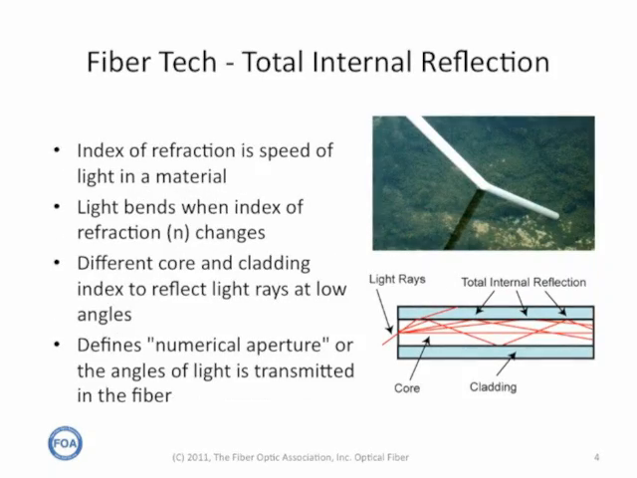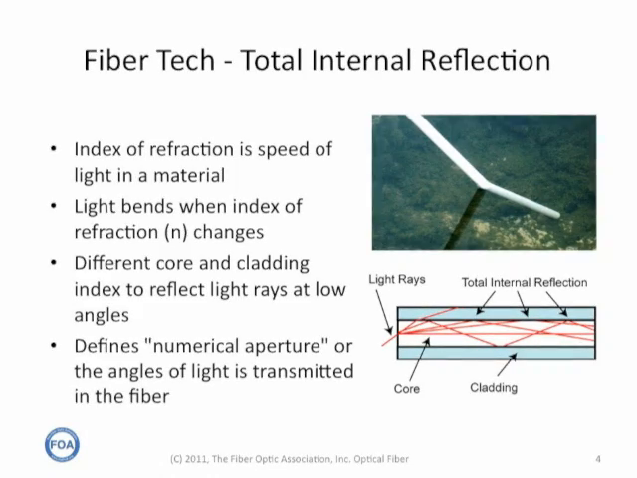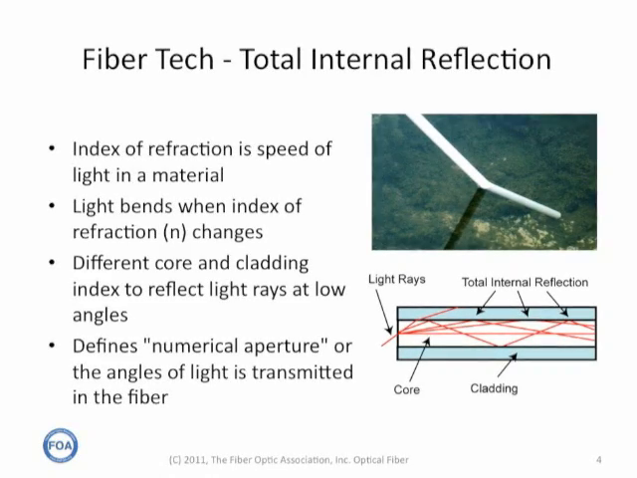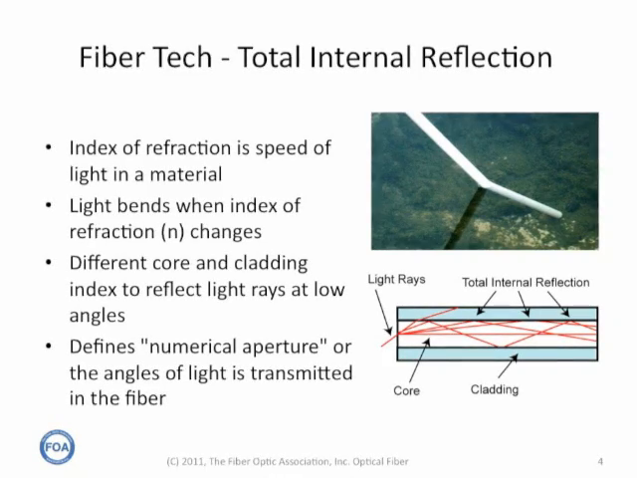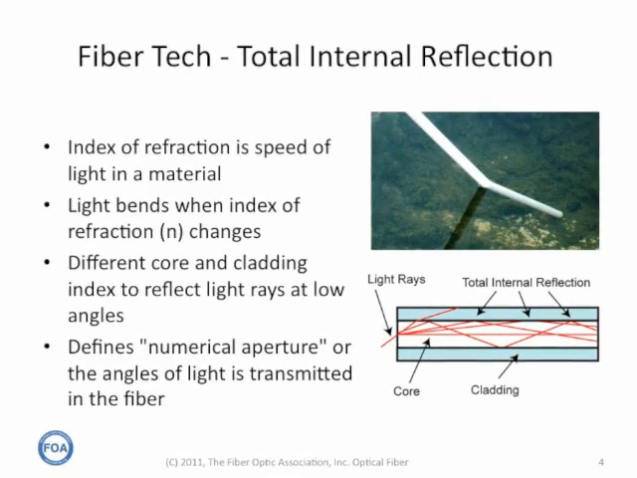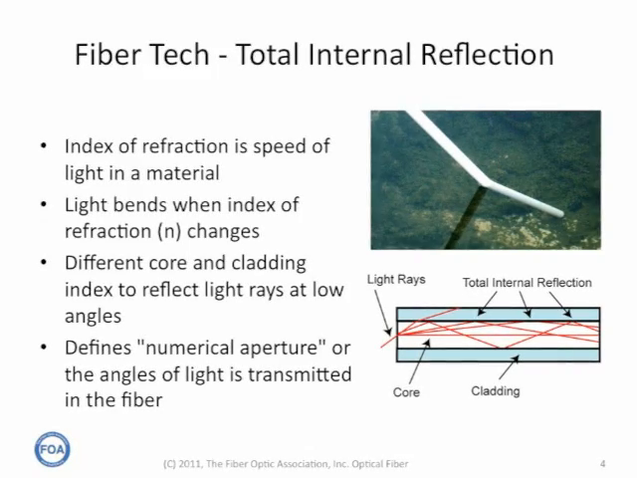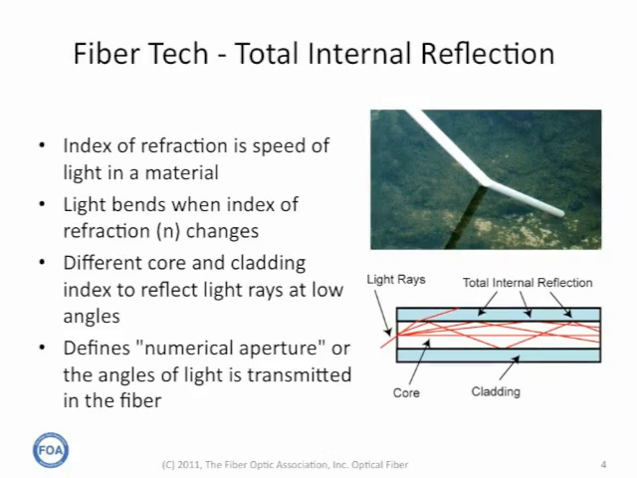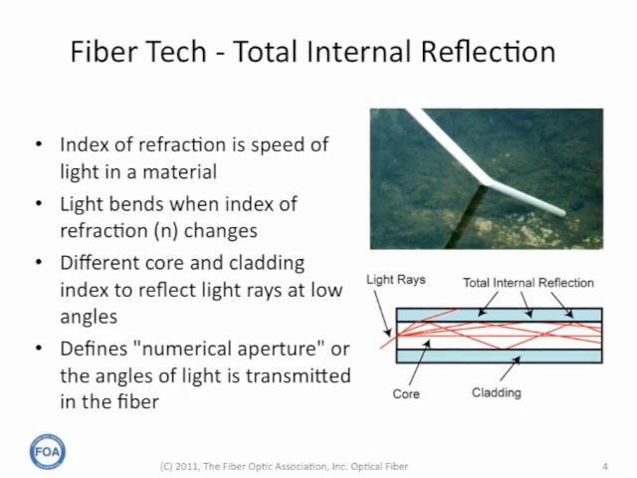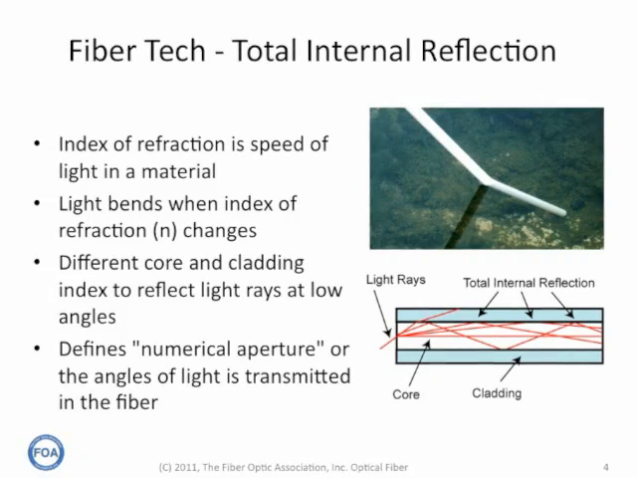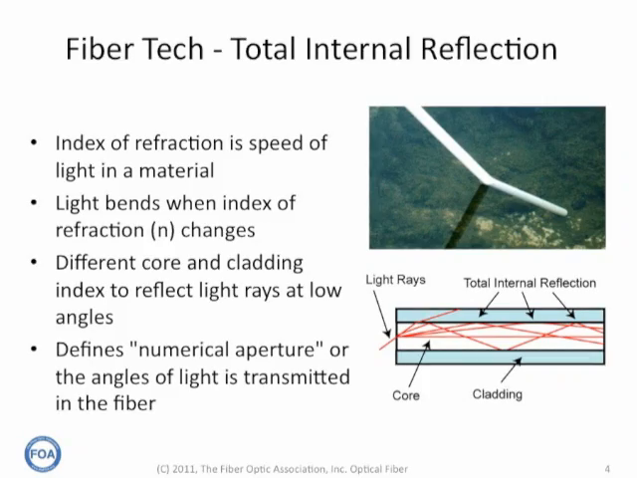The secret to how optical fiber works is total internal reflection. You've seen this yourself when you stick a stick down in water and you see it bend. That's caused by the different index of refraction between the water and air. Well, the core of the fiber and the cladding have different indices of refraction, and that is used to reflect light of certain angles to totally trap them in the fiber. The angle at which they're trapped is called the numerical aperture.